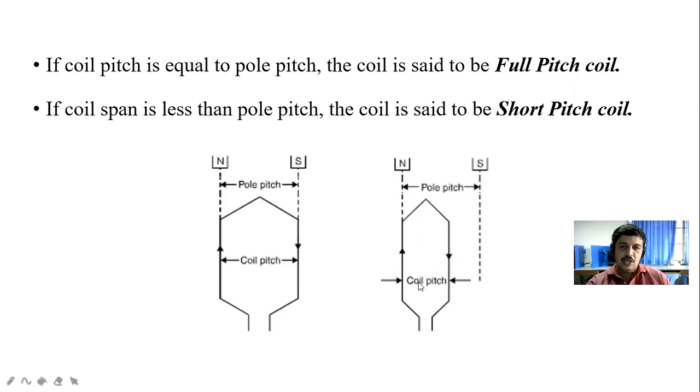And if the coil span is less than 180 degrees electrical, or less than the pole pitch, the coil is said to be a short pitch coil or chorded coil. So practically, in alternators, coils are short pitched by some slots because there are some advantages of a short pitch coil. These advantages are generally a reduction in the copper required at the back end of the coil and a reduction in the harmonics.